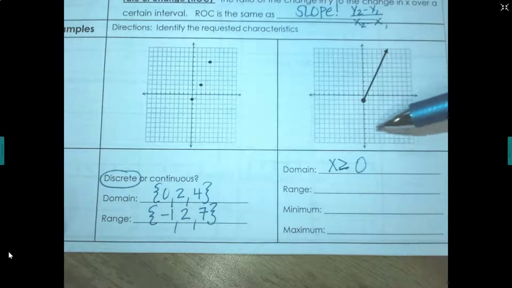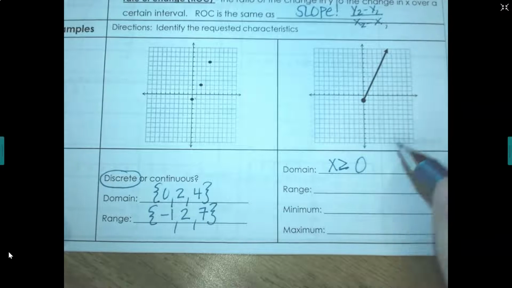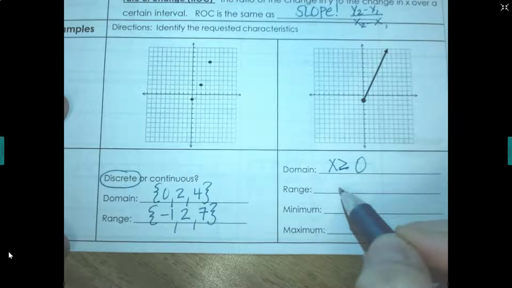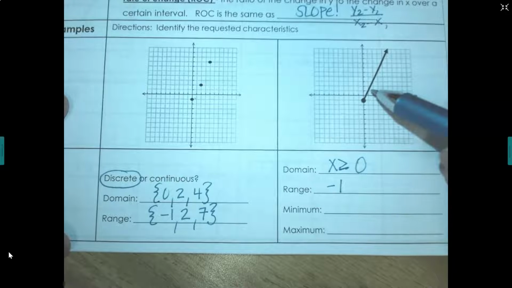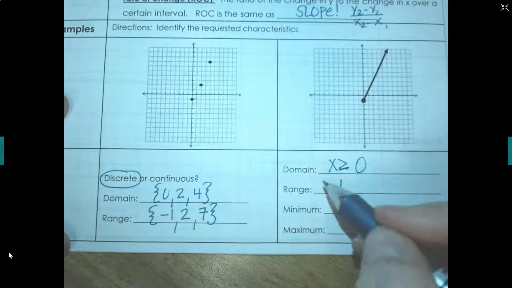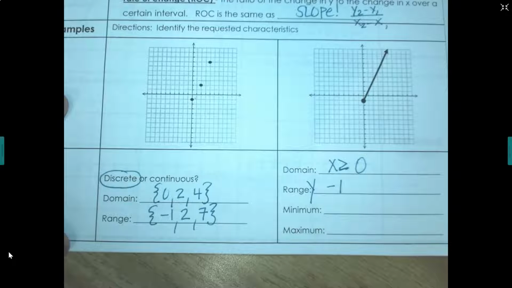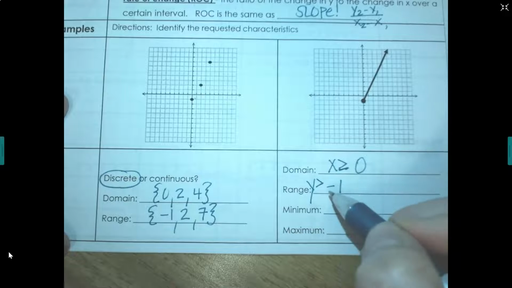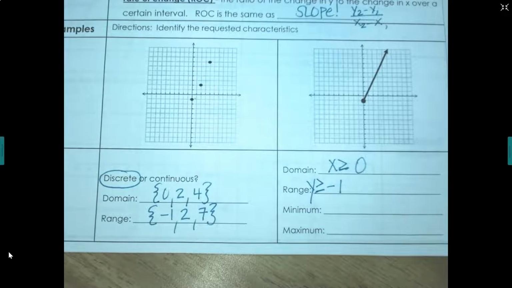Now, range is bottom to the top. So the very bottom y value is -1, but it never stops going up. We only have one number, so we've got to say how y relates to that one number. All the y values are above that number, so y values are greater than or equal to -1.